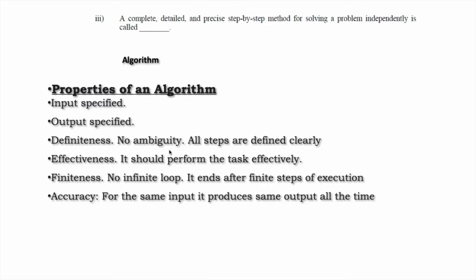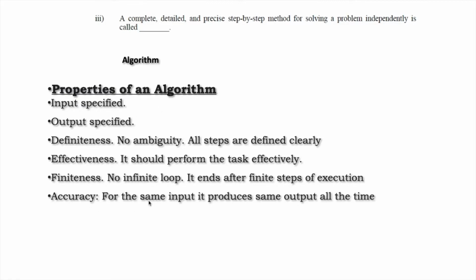All steps that the algorithm follows to arrive at the output are fixed. They are definite and clearly defined. Similarly, it should perform the task effectively. It will be finite, like it ends after a finite number of steps, so no infinite loop. Similarly, accuracy: however many times you run it, if you provide the same set of input, the output will always be the same. That is accuracy as well as reliability.